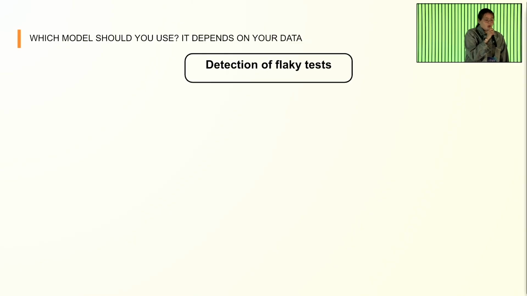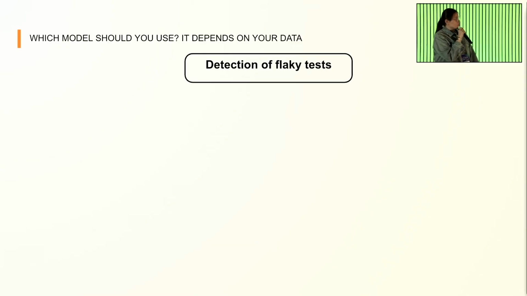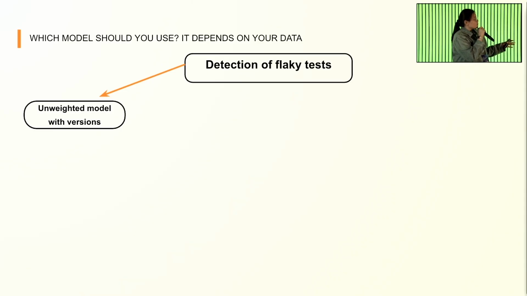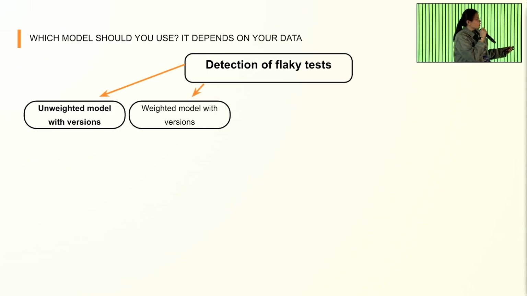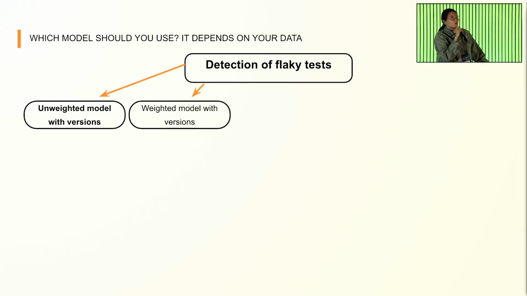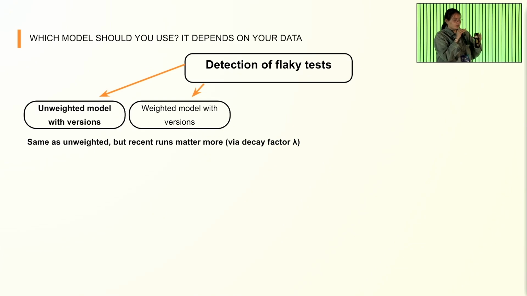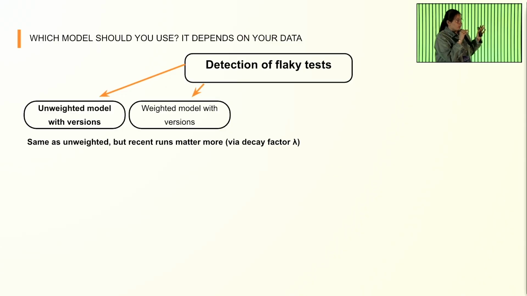So we will talk about some models of how to detect flaky tests. The first one is unweighted model with versions. Next one is a weighted model with versions. Unweighted and weighted are quite similar, just in the weighted model the recent runs matter more, like last week's data has more value compared with the last 30 days of data. So this is the weighted model.